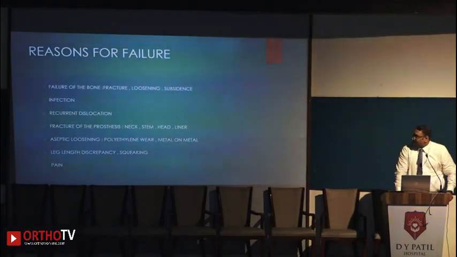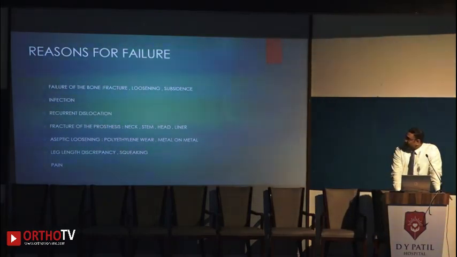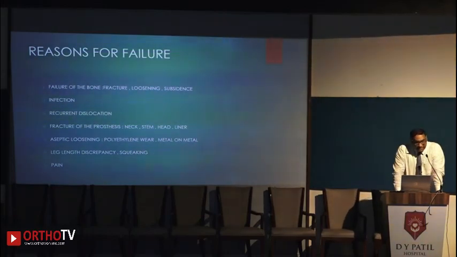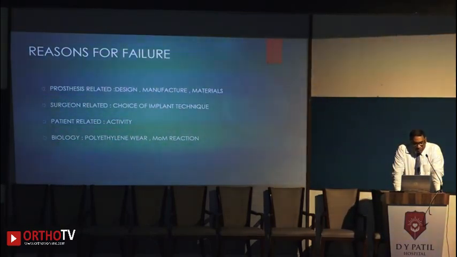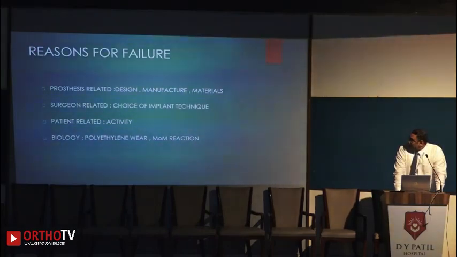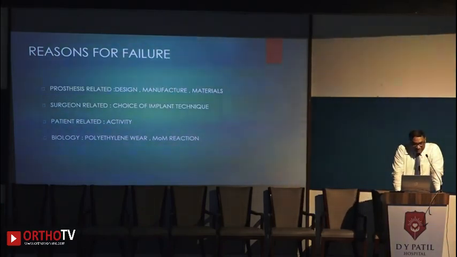So what are the reasons for failure? The failure of the bone has already been discussed. It can be due to failure of bone, fracture, loosening or subsidence. It can be due to infection, recurrent dislocations, fracture of the prosthesis, which can occur at the neck, stem, or the head and liner, aseptic loosening, limb-length discrepancies, squeaking in the case of ceramic on ceramic, and pain. There are some prosthetic-related problems such as design and manufacturing materials; surgeon-related, the choice of implant which the surgeon selects; and patient-related, the patient's activity and biology, polyethylene variants, and metal-on-metal reactions.